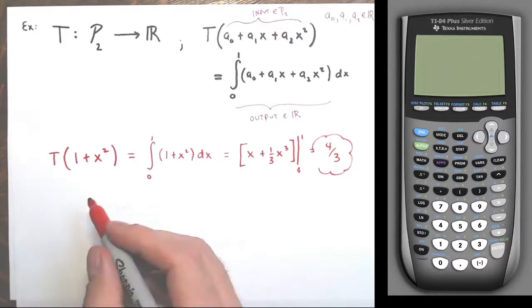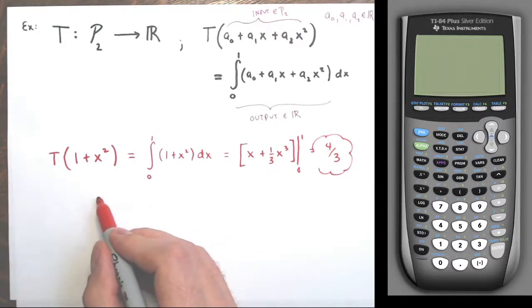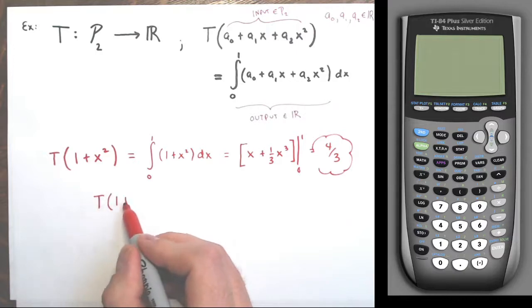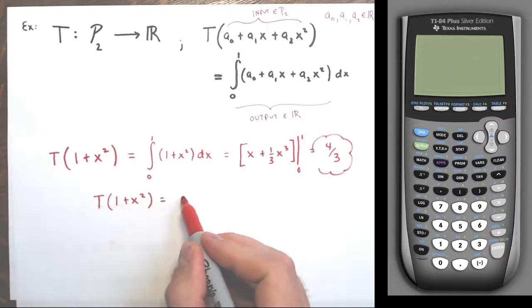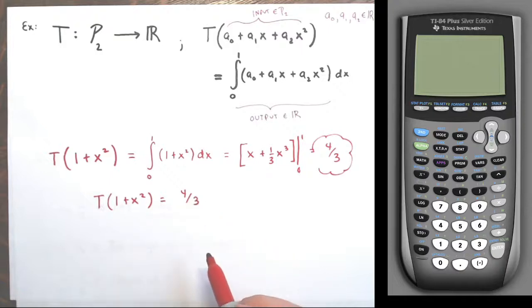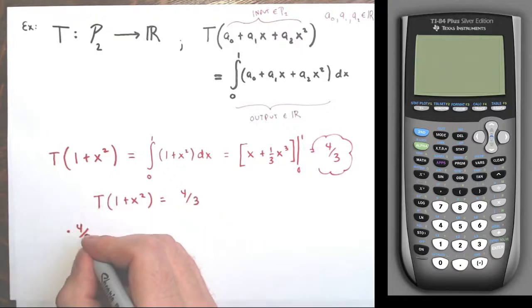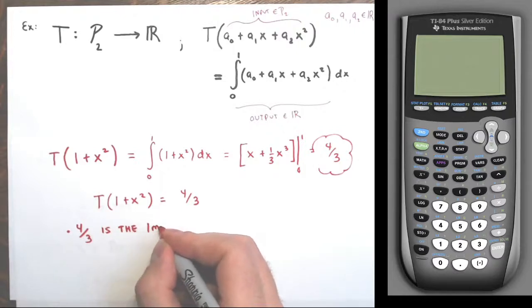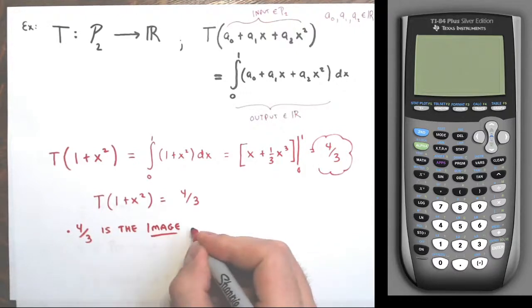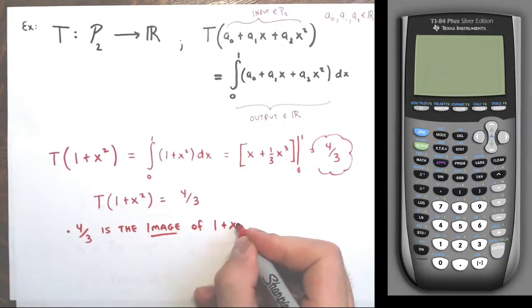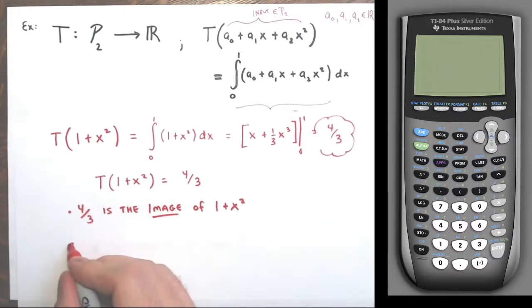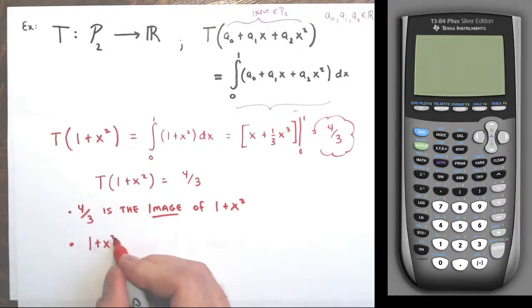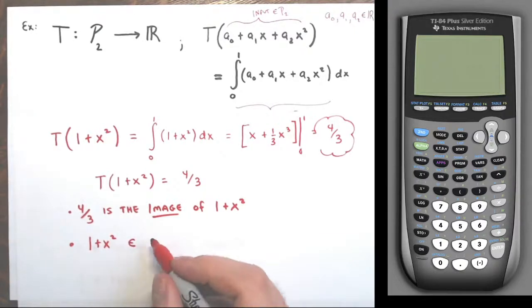So the value of T at 1 plus x squared is 4/3, meaning that 4/3 is the image of 1 plus x squared. And 1 plus x squared is just one element that belongs to, is an element of, the pre-image of 4/3.